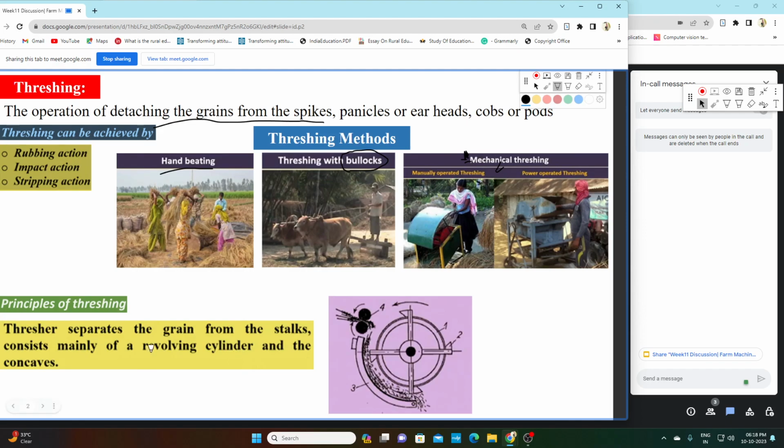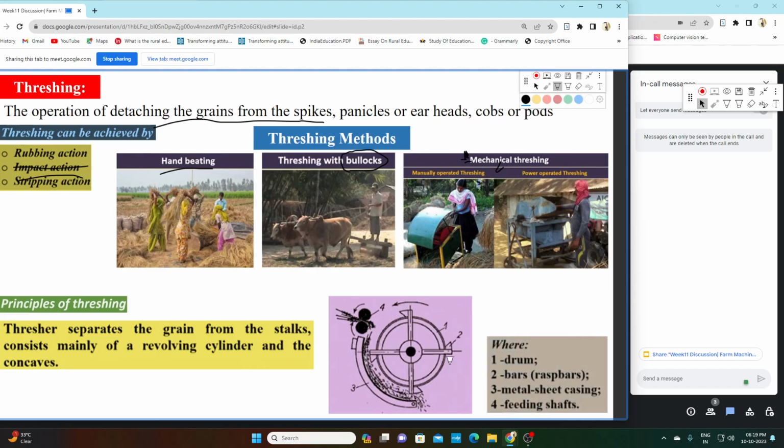What happens is, this is how the thresher will do its operation. Whenever the plant stalks or the feed is fed to this thresher, your feed will go in between this cylinder drum and concave. And whenever the cylinder drum rotates, due to this rubbing action or impact action, the stalks will get threshed. So this is the principle of threshing.